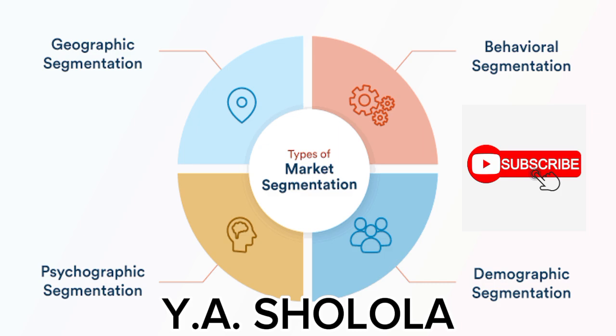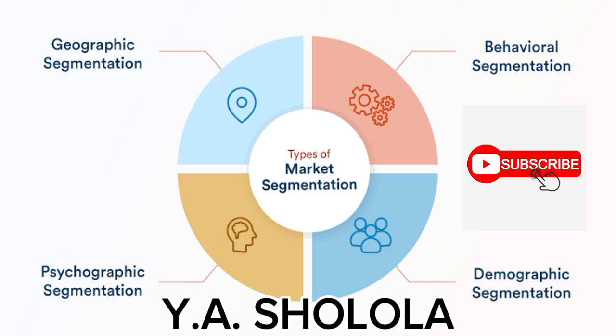The next one we're looking at is psychographic segmentation. Moving beyond basic demographics, psychographic segmentation dives into the psychological aspect of consumer behavior. This type of segmentation focuses on lifestyle, values, personality, and social class. Understanding these elements helps marketers understand why people make purchasing decisions and what drives their loyalty.